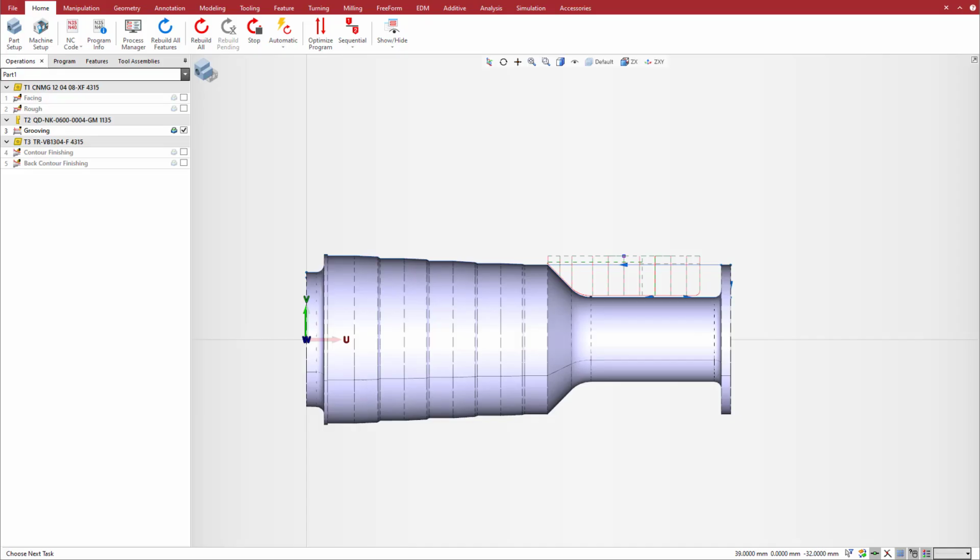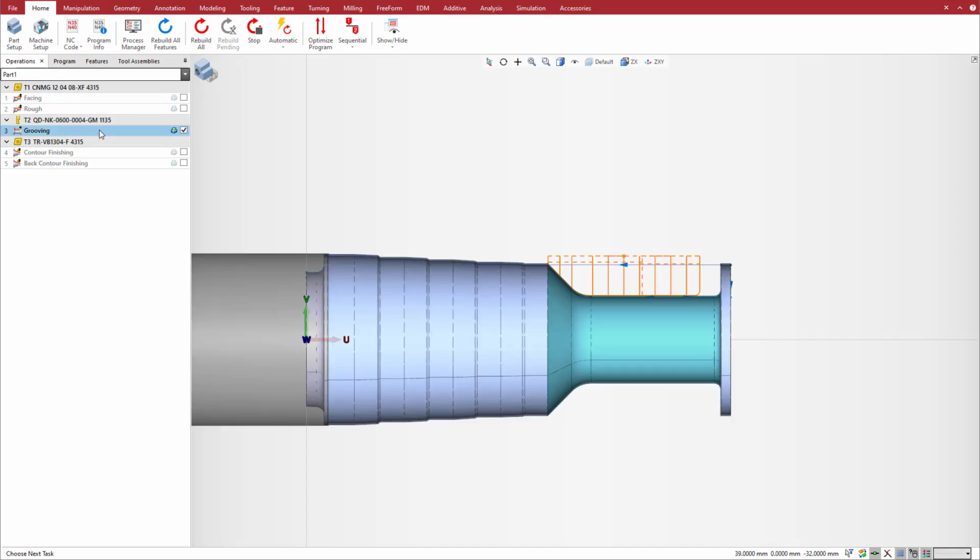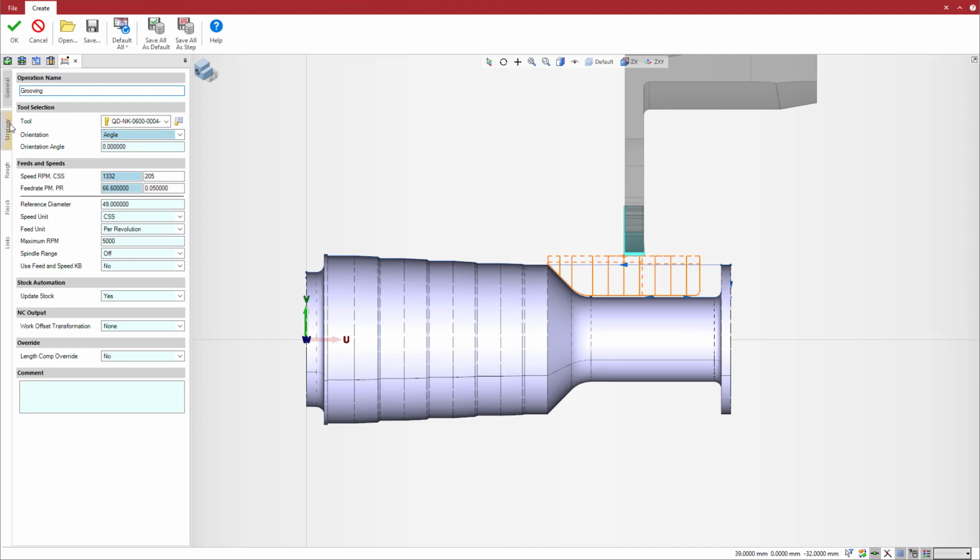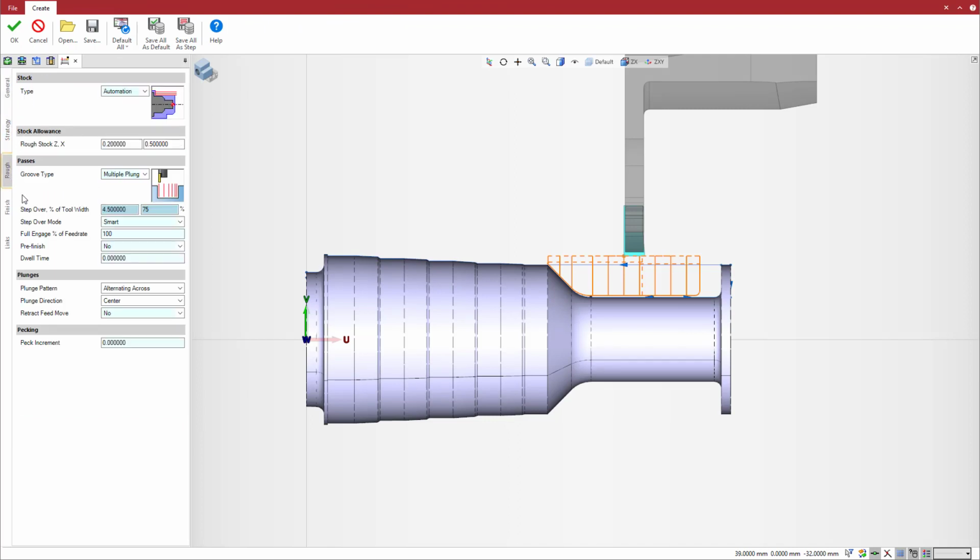To get started, we programmed a grooving operation on this spool. Note the can cycle is set to no, and the groove type to multiple plunge. The new parameter is full engage percent of feed rate. It is available for all three stock types: automation, casting, and diameter.